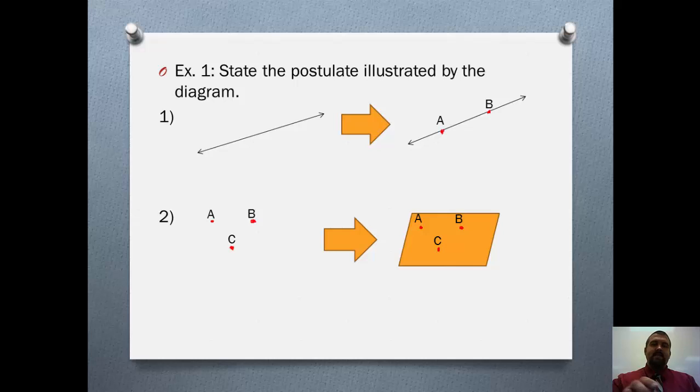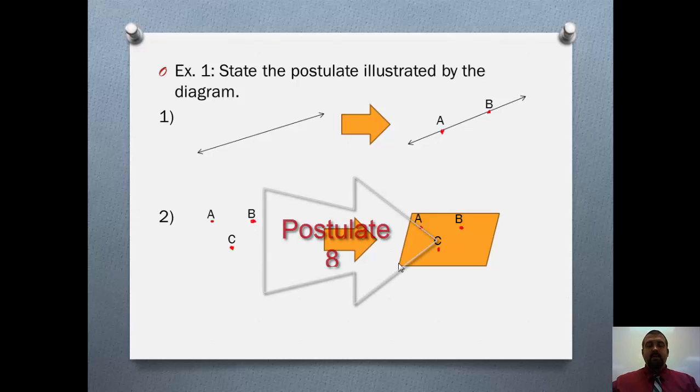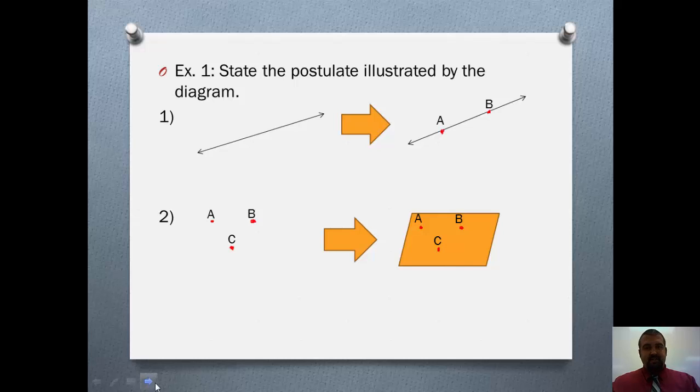Part 2, I see on the left side 3 points. In fact, they're non-collinear. I can't draw one line through them. Then I see this parallelogram, which usually is how we represent a plane. So now I see one plane that has all 3 points on it. If there are 3 non-collinear points, then there is one plane that goes through them. Yep, that last one was postulate 8.